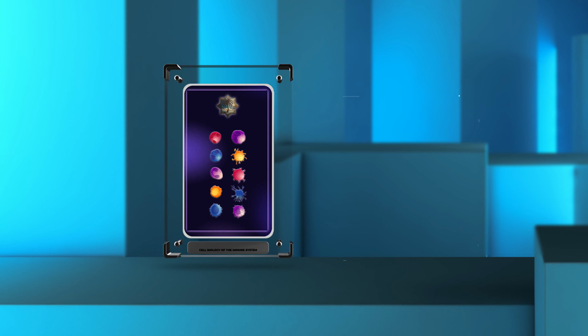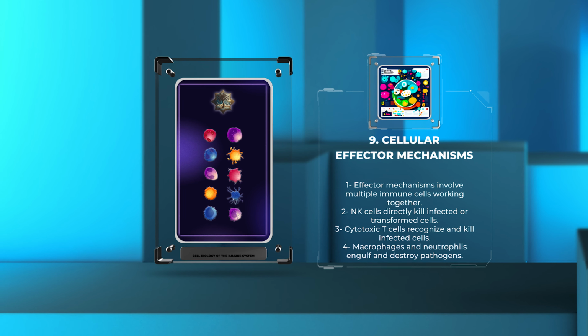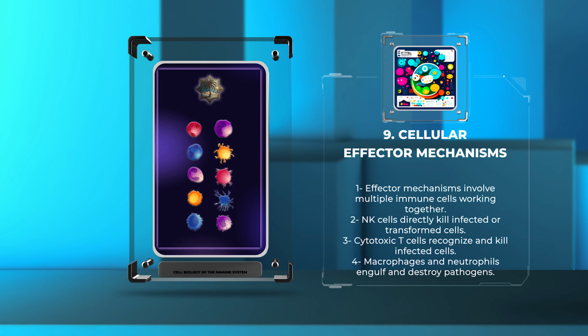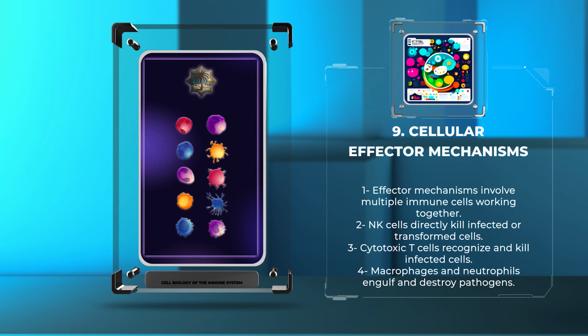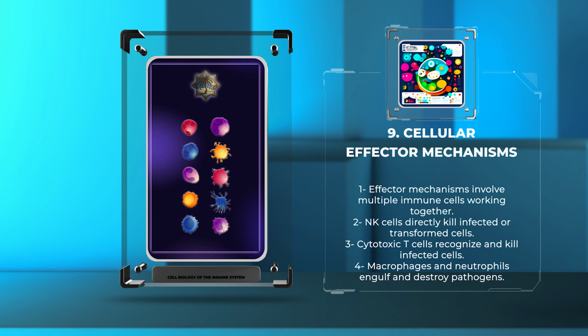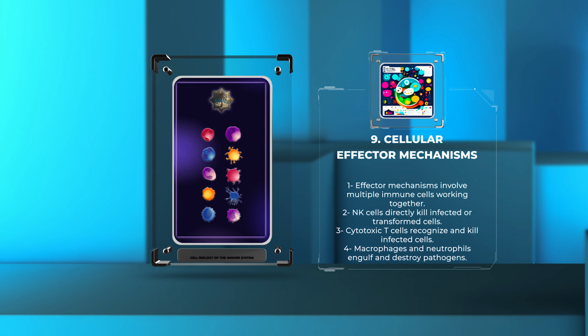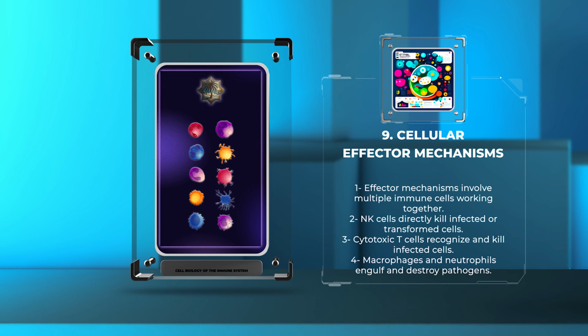Effector mechanisms involve multiple immune cells working together to eliminate pathogens. Natural killer, NK, cells directly kill infected or transformed cells by inducing apoptosis. Cytotoxic T cells recognize and kill infected cells through the release of cytotoxic granules containing perforin and granzymes. Additionally, phagocytes like macrophages and neutrophils engulf and destroy pathogens through phagocytosis.